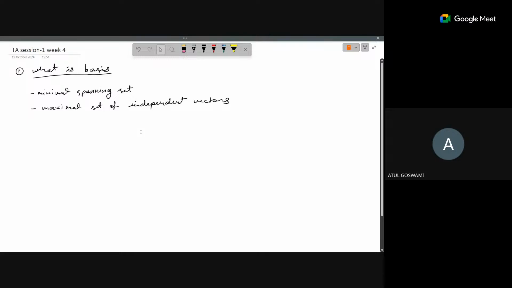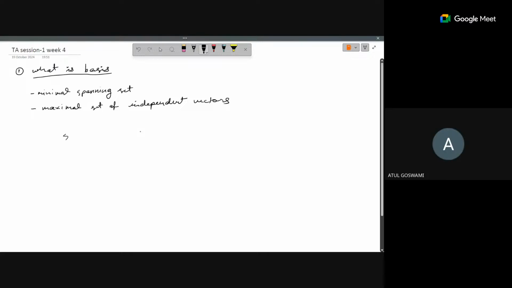So these are the two properties of a basis. It is a minimal spanning set and a maximal set of independent vectors. So what is the meaning of minimal? The first point, minimal spanning set. What is the meaning of this? It means smallest, having the least number of elements.